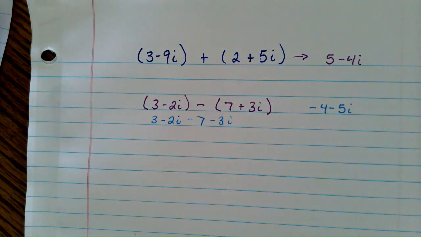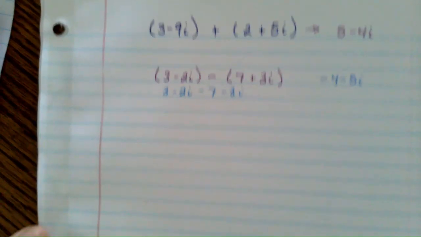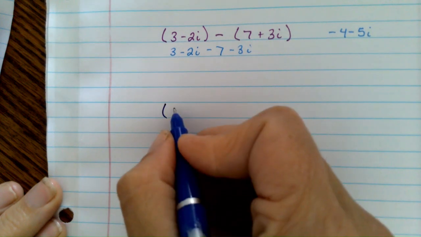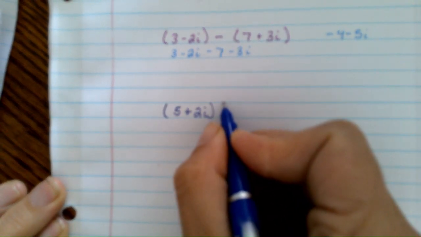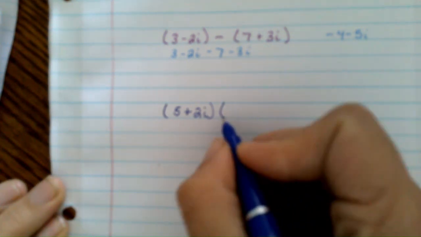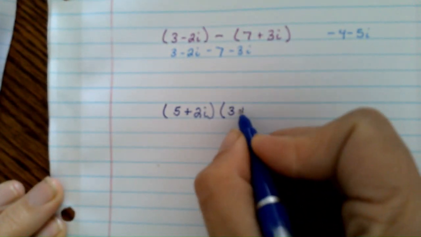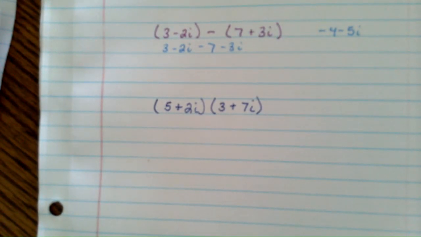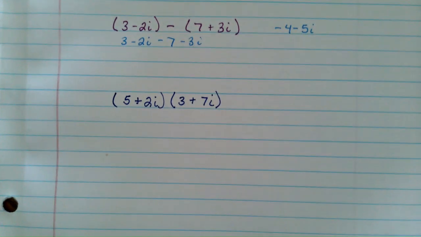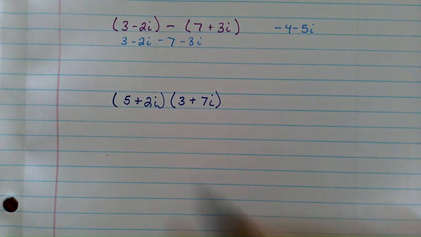Okay, not bad, right? What if I had 5 plus 2i multiplied by 3 plus 7i? Okay, well, we're going to treat it like it's a variable. If it were a variable, we would just FOIL it out. So that's what we're going to do.